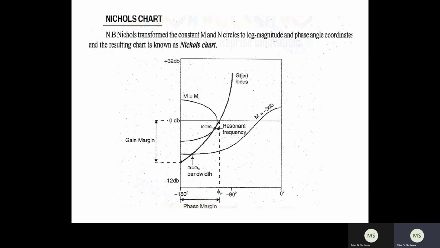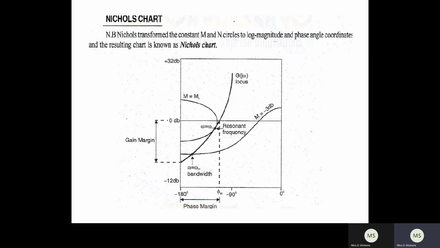And then we can go for the Nichols chart. The Nichols chart is obtained by transforming the constant M and N circles to log magnitude and phase angle coordinates, and the resulting chart is called the Nichols chart. For example, you can see a simple illustration over here. The Nichols chart consists of gain on the graph, from plus 32 dB to the lowest gain of minus 12 dB, and the phase angle on the x-axis from 0 to minus 180. Then various M circles and N circles are imposed on the graph sheet.